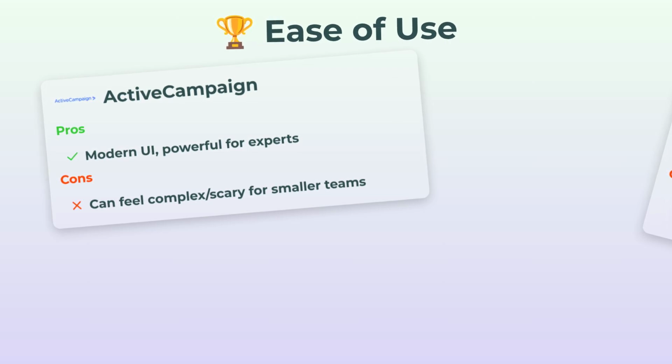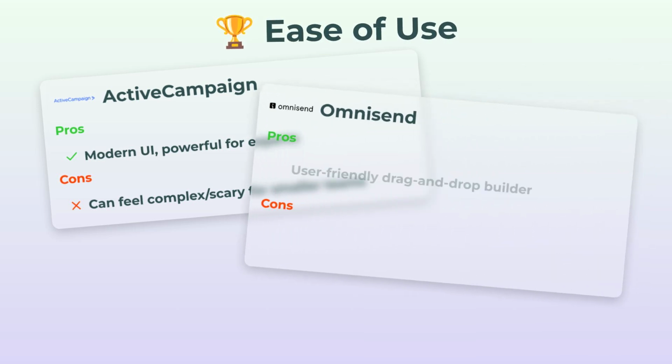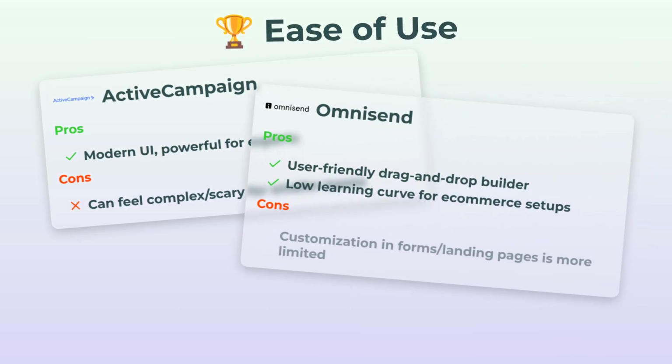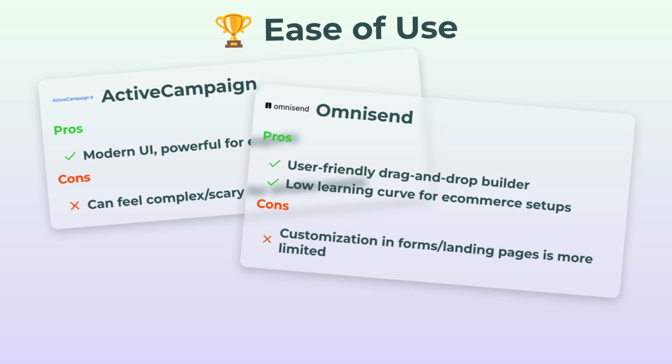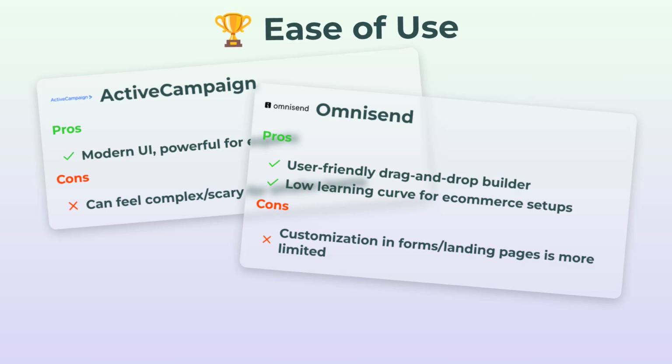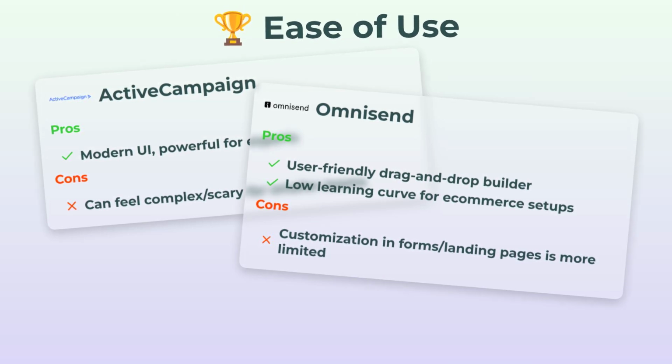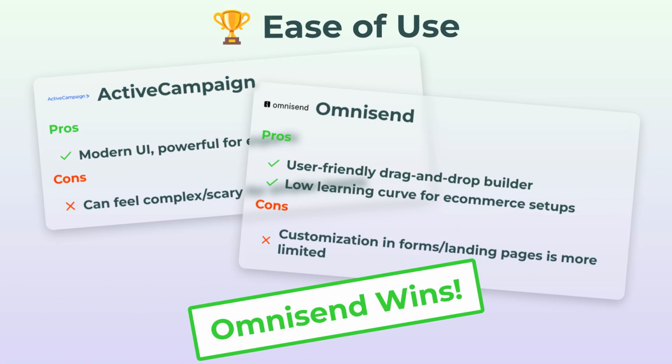Omnisend is way more chill. The drag-and-drop builder is actually fun to use, and setting things up, especially for e-commerce, feels quick and painless. Only catch? Forms and landing page customization is sort of limited compared to some other tools. But for most e-commerce shops, Omnisend keeps things simple. And yeah, Omnisend wins for usability.